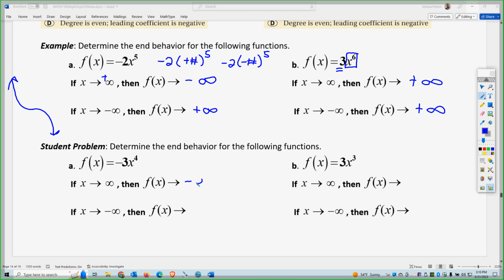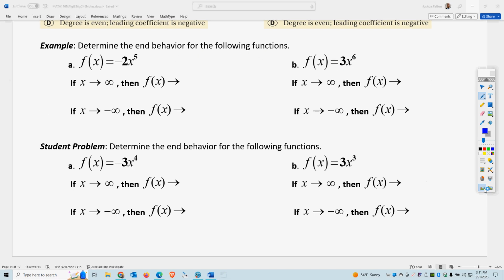All right, so the next one must be negative infinity for both of these, because that's always a positive outcome, but the negative after makes both answers negative. Okay, and the next one, in the positive direction, I'm going to go positive. In the negative direction, I'm going to go negative. Because no matter what I plug into x to the third power, positive stays positive, negative stays negative, and the 3 doesn't change anything.